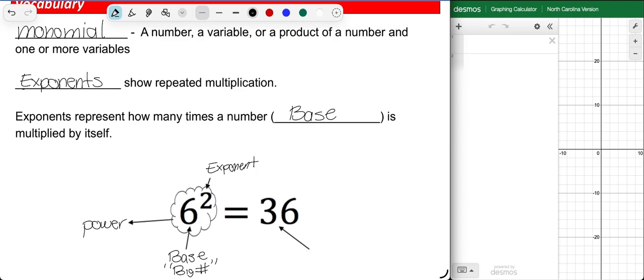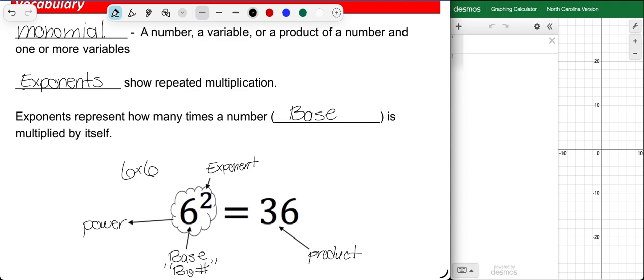All right, let's not forget that the exponent tells us how many times we can multiply that big number. Like for this one, it's really saying that we have 6 times 6. That's what that exponent tells us. It says we can multiply that 6 twice. All right. Now, the product of that is 36. So 6 squared will produce 36. And just like I said, this is called the product. It's the result that we get when we multiply it. All right, so now we have a clear understanding of the vocabulary.